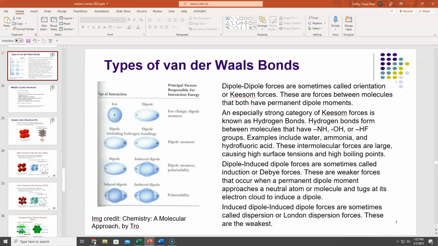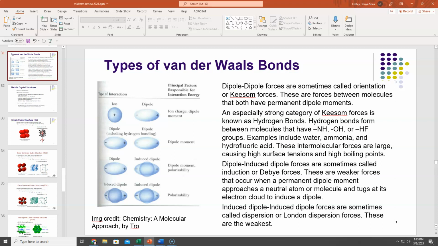Hydrogen bonds form between molecules that have an NH, OH, or HF group, like water, ammonia, and hydrofluoric acid. They have very large intermolecular forces, and that causes a high surface tension in liquids and high boiling points.